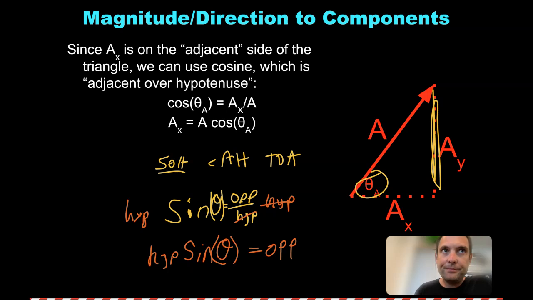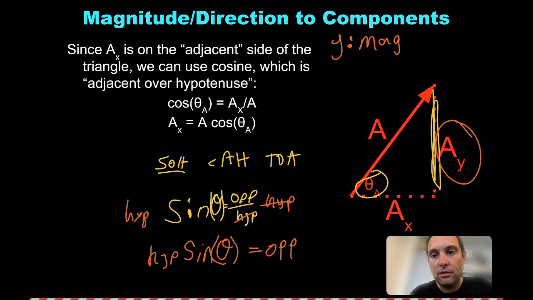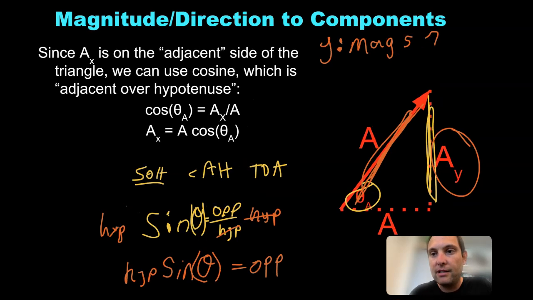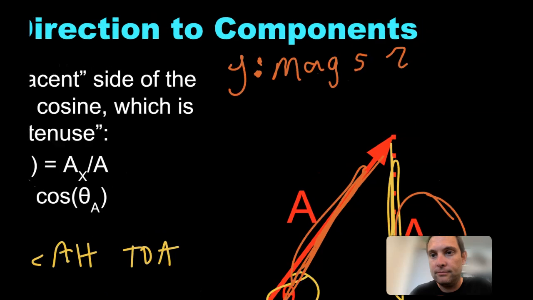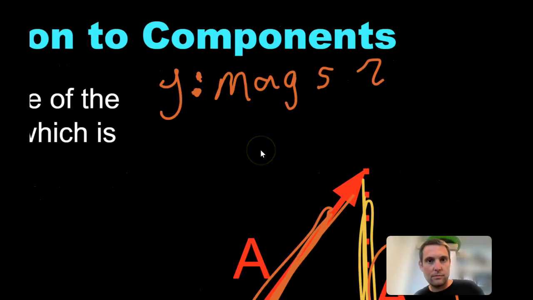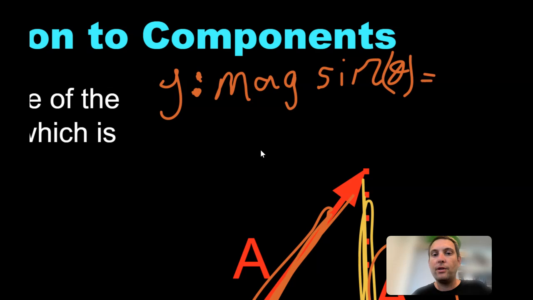This can be broadened to represent all vectors. If we wanted to find a vector in the y direction or the vertical direction, we could broadly say we're going to use the formula, the magnitude, which is our hypotenuse, times sine. So that will give us our y component. And then in this case, it is A sub y.